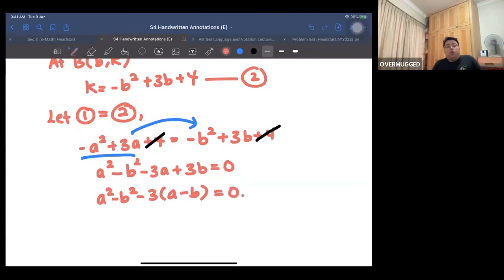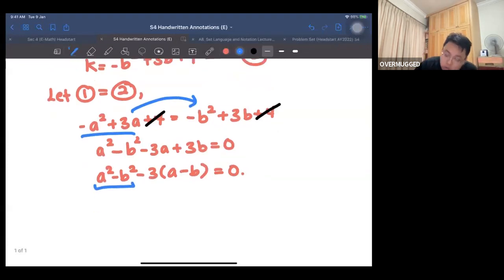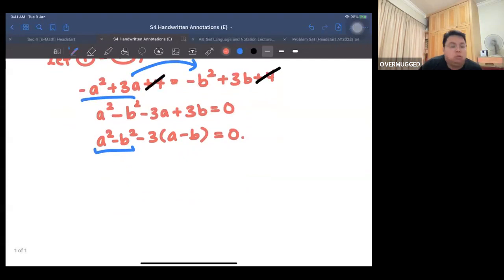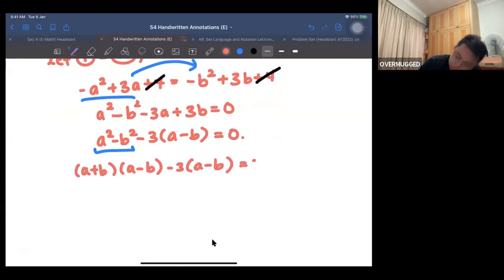Now, I want A plus B, but clearly down here, there is no A plus B. I need to get it out. So where is it from? Ta-da, from here. This is where your identities will come in. A squared minus B squared is (A plus B)(A minus B). So that is where you get it from. So (A plus B)(A minus B) minus 3(A minus B) equals 0. And magically, the A plus B will appear. And this is what you want.